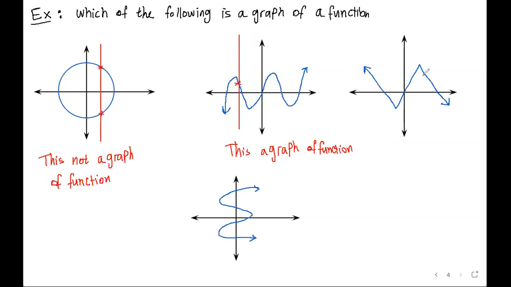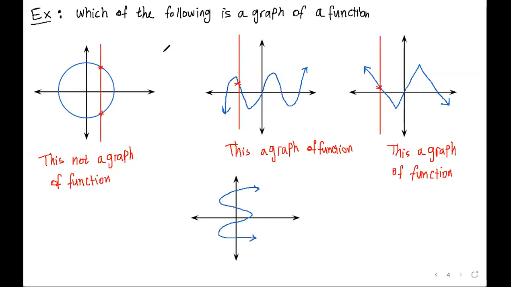Third one, who will do the third one? The third one is a graph of a function. Yes. The same idea: by using the vertical line test, the line intersects the curve at only one point. Look, this means it's a graph of a function. So the curve here is a graph of a function.